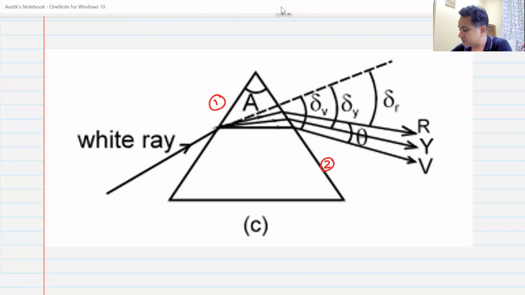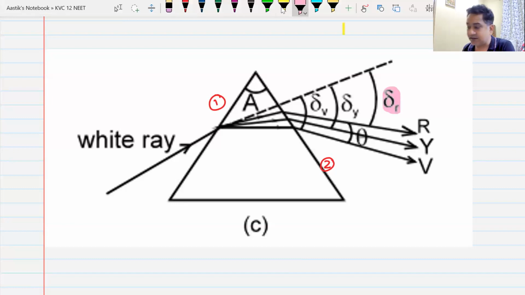This is delta R, the deviation of the red light. This is delta V, the deviation of the violet light. The yellow light comes somewhere in between. Yellow is the mean deviation, and the angle between the red and the violet light is known as the angular dispersion. Do we understand this? That is known as dispersion.